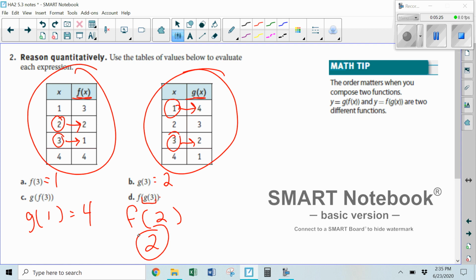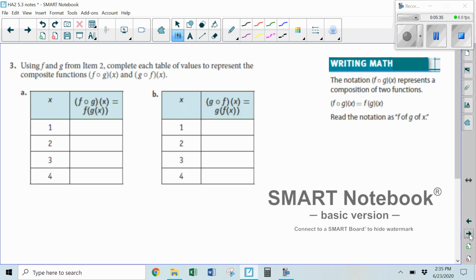That would be my answer. Okay, let's skip to number... we're not going to do number 3, but I want to show you something in number 3. Basically this part up here. You will see something either written like this or like this.